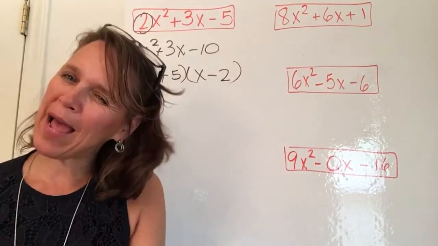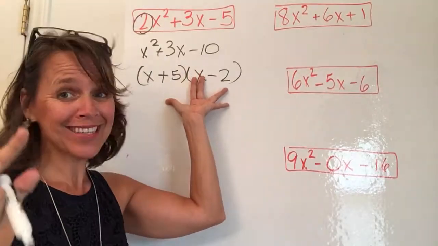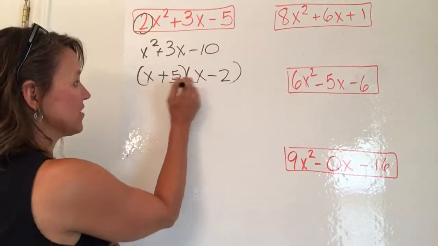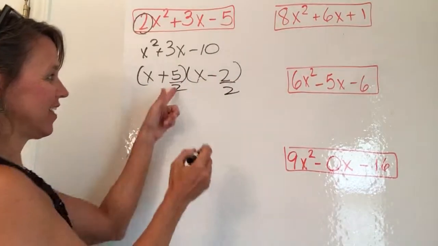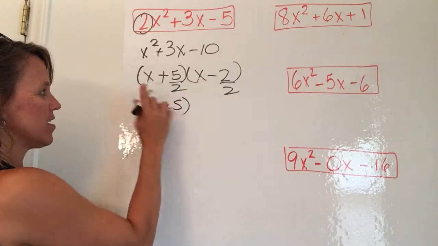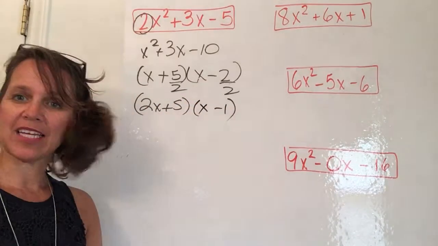Don't forget, this is what happens sometimes. You learn the slide method and you get to right here and you're like, hey, I'm done. You're not done. You're not done because you multiplied by that 2, now you're gonna have to divide by the 2. Okay, this 2 is gonna slide on up, so we have 2x plus 5, I don't know what that is. This reduces down to just x minus 1.